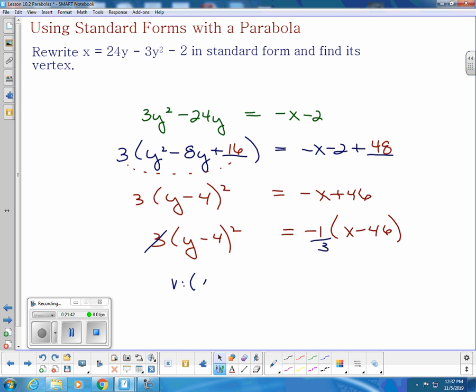46, 4. I got that. 46, 4. All right. That's a real schmancy parabola.